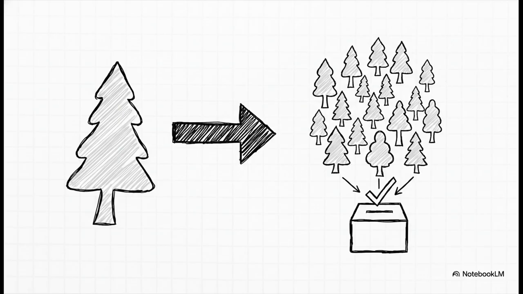But here's the brilliant solution. What if, instead of relying on just one tree, we built a whole forest of them? We train hundreds of slightly different trees, each one on a random chunk of the data. So each tree is kind of an expert in its own little area. Then, to make a new prediction, we just let them all vote. This is called a random forest. And what happens is the individual mistakes of each tree get canceled out by the wisdom of the crowd, creating an incredibly robust and accurate model.